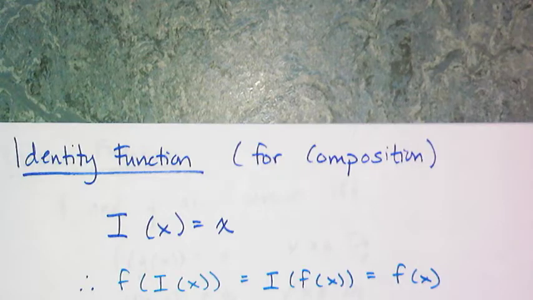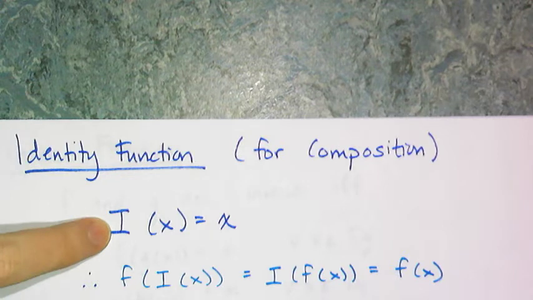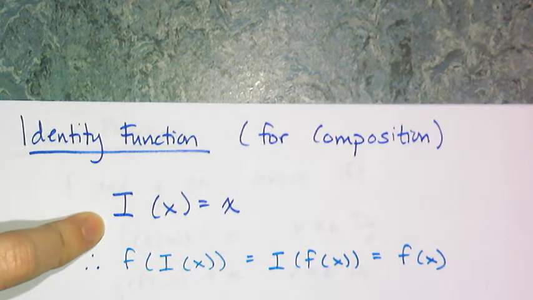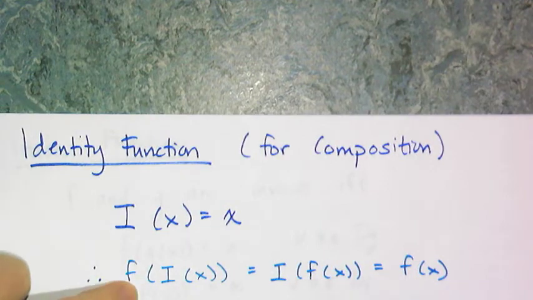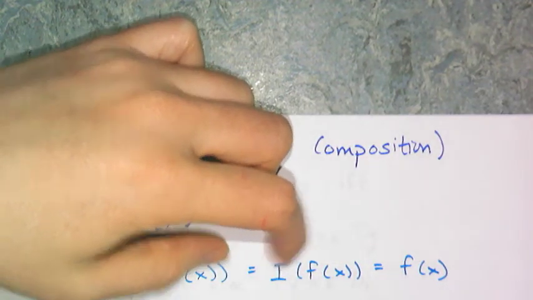Now, composition is an operation of functions, and like most operations, there are identities. So the identity for function composition is this function right here. It's I of x equals x, because if I plug in I of x into some function, or if I plug in f of x into I of x, I'm going to get just f of x out.